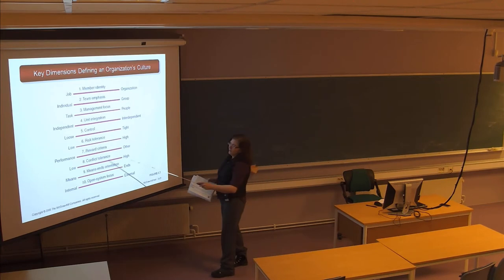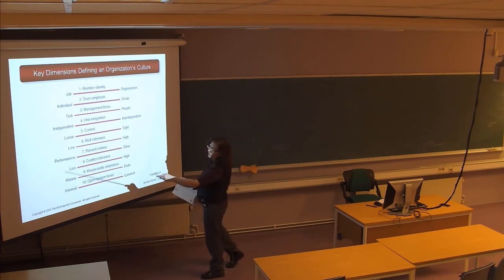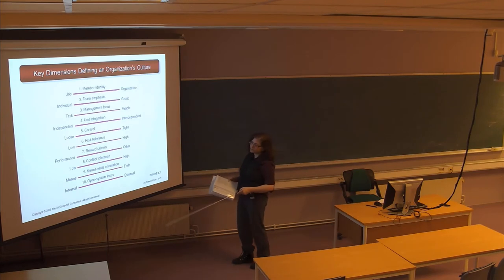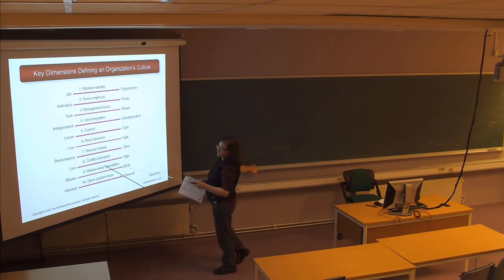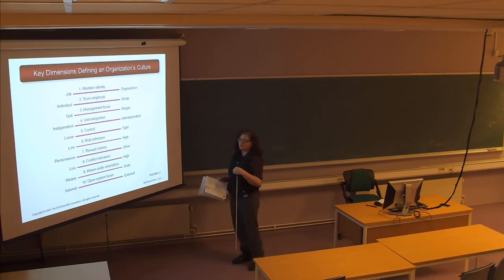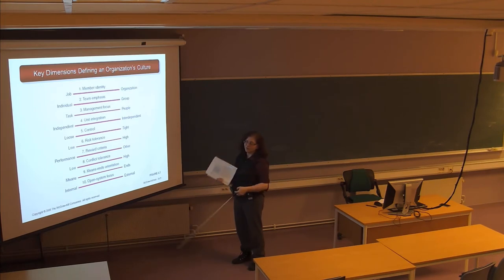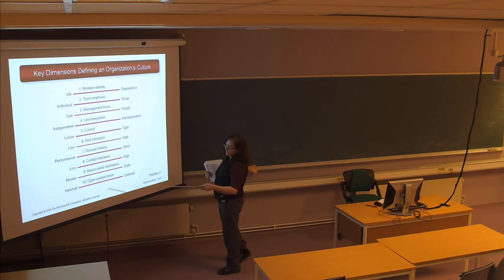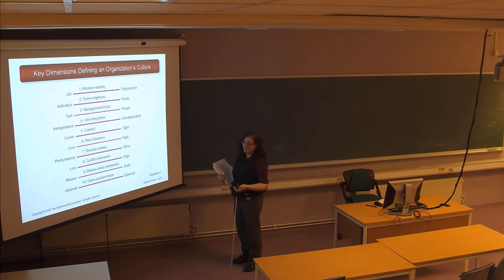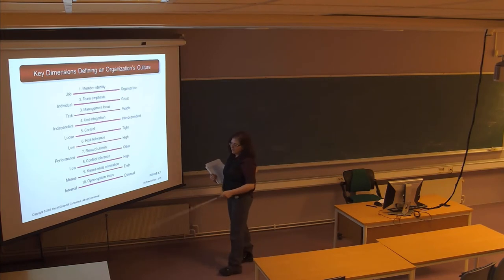And reward criteria: does the organization reward according to individual performance, or other criteria? Conflict tolerance: does the organization accept questions on the status quo, or whether something is right or wrong, or do they not tolerate this conflict, so that you always have to do what the management says? And orientation: are they more interested in the process of how you do it or in the results that come out of it? And open system focus: are they more interested in internal focus or external focus?